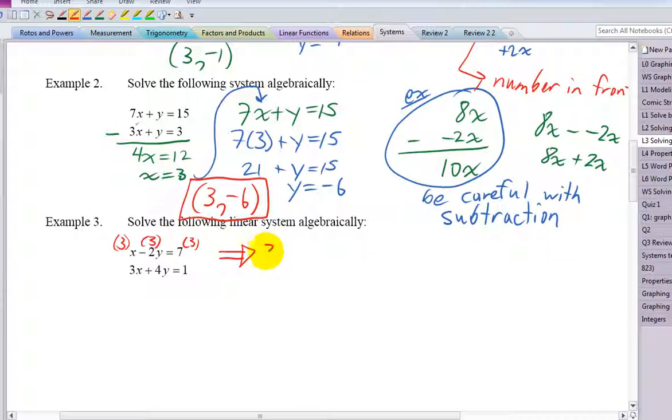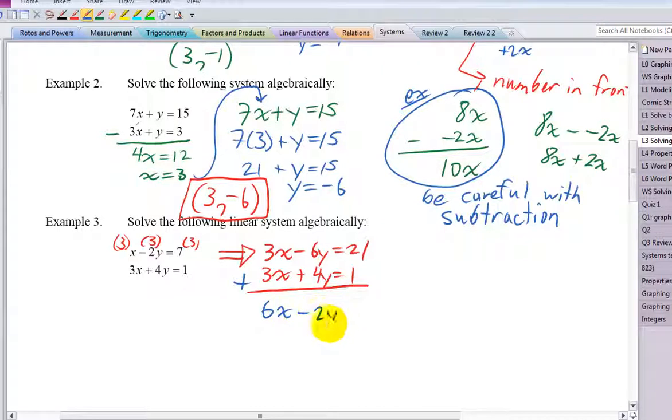In the end, though, you'll get 3x minus 6y equals 21. And underneath, you'll get 3x. The bottom one doesn't need to change. Okay. Now that x's are exactly the same, should you add or subtract? Well, you know what? I think add. So I'm going to go add, and then we can get 6x minus 2y equals 22.